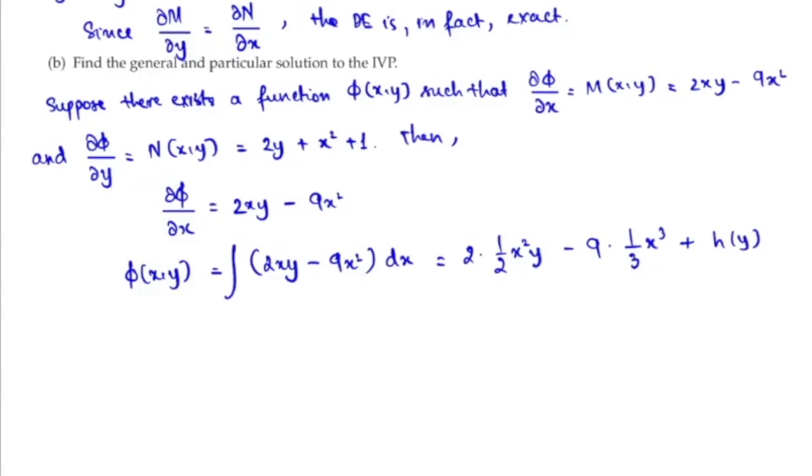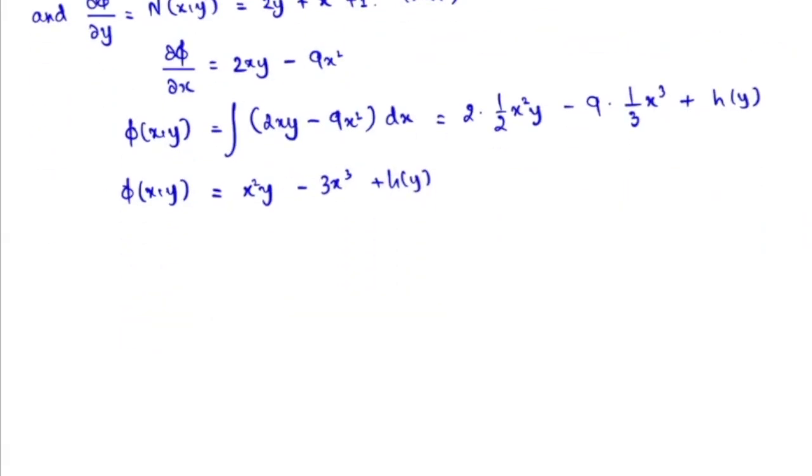Okay. So we have a form of phi of x comma y, but in that form, there is still something missing that we need to find the representation for. That is h of y. Let me simplify the equation a little bit. That is x squared y minus 3x cubed plus h of y. So you need to find the representation of h of y, and we can do that using this second equation right here.